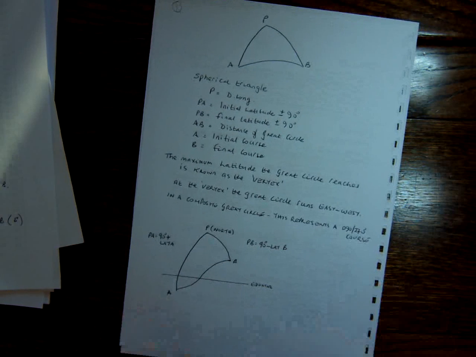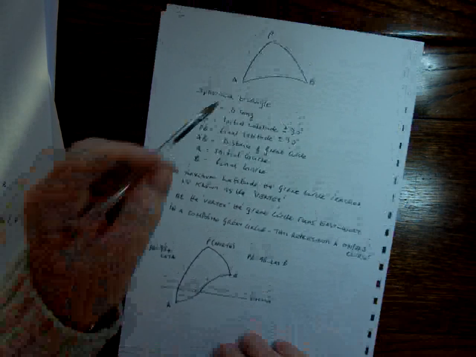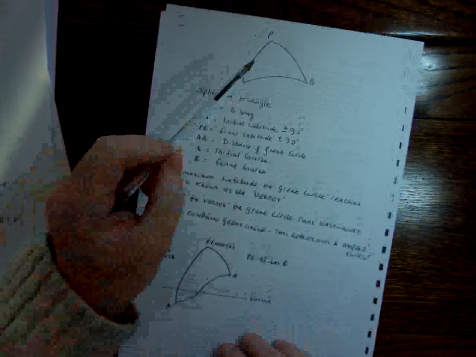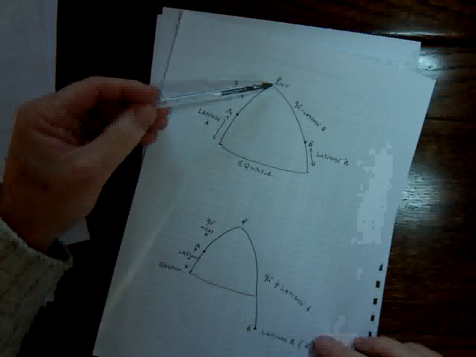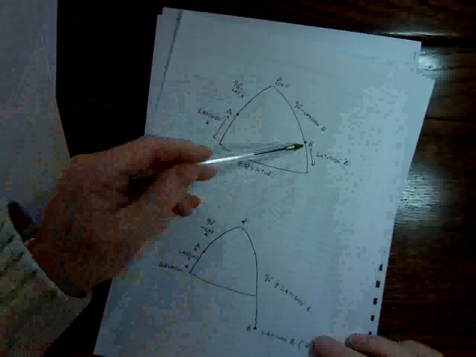Okay, let's look at great circle sailing now. We're going to look at the basic spherical triangle where you have the pole, A and B. And before we name the values, let's look at a very simple drawing. There's the pole going down to the equator, and we've got latitude A and latitude B.